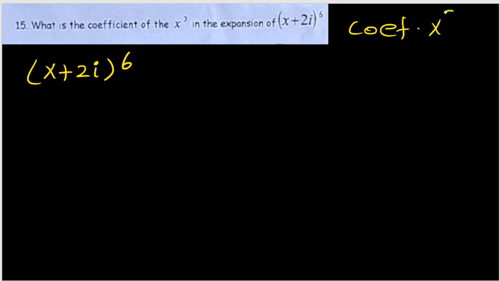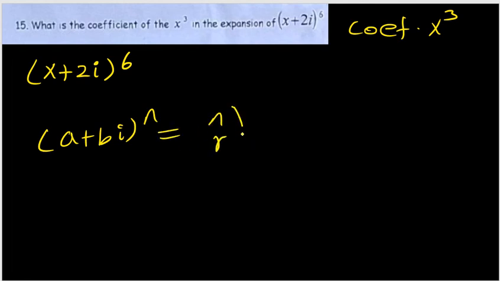The next question: what is the coefficient of x cubed? (x plus 2i) the whole to the power of 6 will be expanded, and then the coefficient of x cubed is asked. So when you expand (a plus bi) the whole to the power of n, to find the coefficient of any term, we can apply the combination rule, not a plus bi necessarily, any a plus b we can take. So nCr times a to the power of n minus r times b to the power of r. This is the formula. So let's apply this.